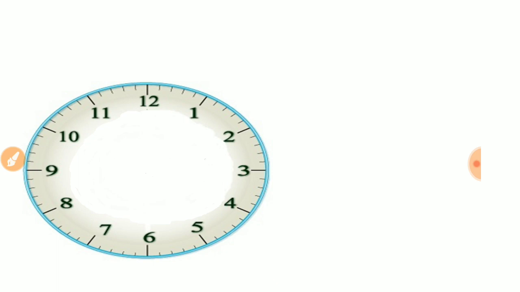So let's start. Before dealing with this one, we have to know a little about the mechanism of a clock. Definitely a clock has the dial, minute hand and hour hand. As you can see here, the minute hand is longer and the hour hand is smaller. The blue color is the hour hand and the gray color is the minute hand.